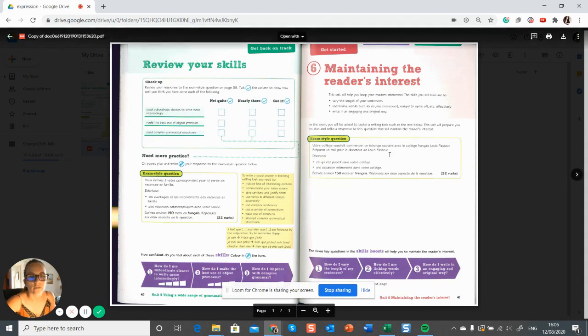So first thing, we're going to see how we can vary the length of our sentences. I'll tell you about extended sentences, but sometimes you're going to need some short ones as well, just to not have something monotonous. The more varied your structures are, the better it is. Then the second thing we'll do is to use linking words such as en plus, malgré, and then you'll see that there's a lot of ways to actually link structures and sentences together. And then third thing will be how to write in an engaging and original way.